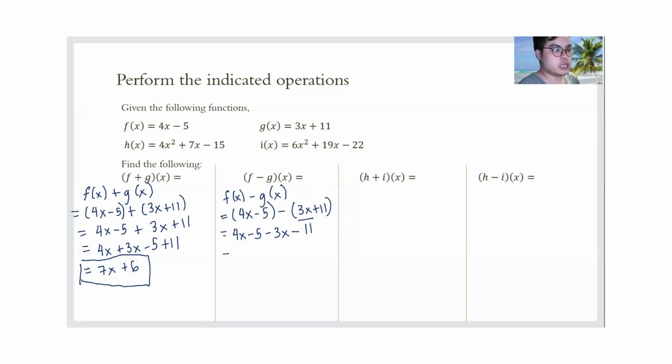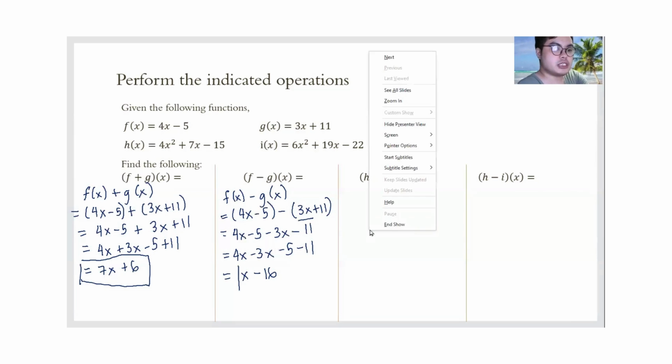Now we're going to arrange according to terms. So 4x minus 3x will be x. Then negative 5 minus 11 will be minus 16, since we're adding like signs. Negative 5 and negative 11 are like signs. So the answer is x minus 16.